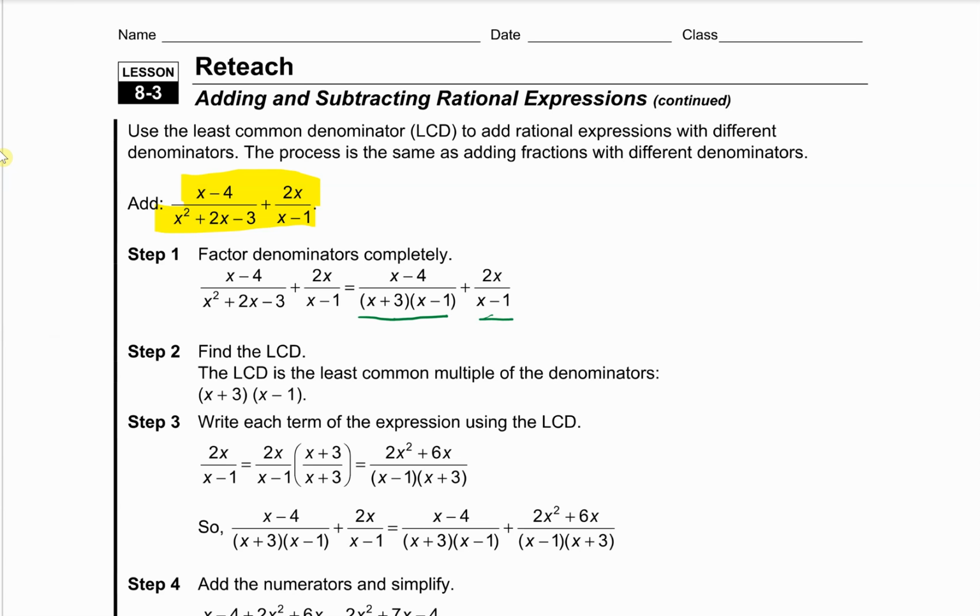Don't have to do anything with the second term, because x minus 1 is factored already, but x squared plus 2x minus 3 is x plus 3 times x minus 1.